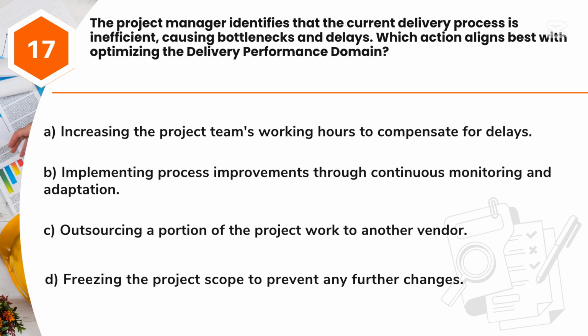Question 17. The project manager identifies that the current delivery process is inefficient, causing bottlenecks and delays. Which action aligns best with optimizing the delivery performance domain? A. Increasing the project team's working hours to compensate for delays. B. Implementing process improvements through continuous monitoring and adaptation. C. Outsourcing a portion of the project work to another vendor. D. Freezing the project scope to prevent any further changes.